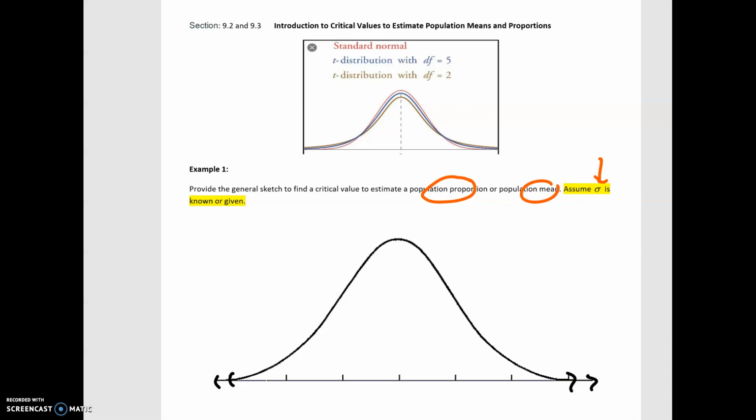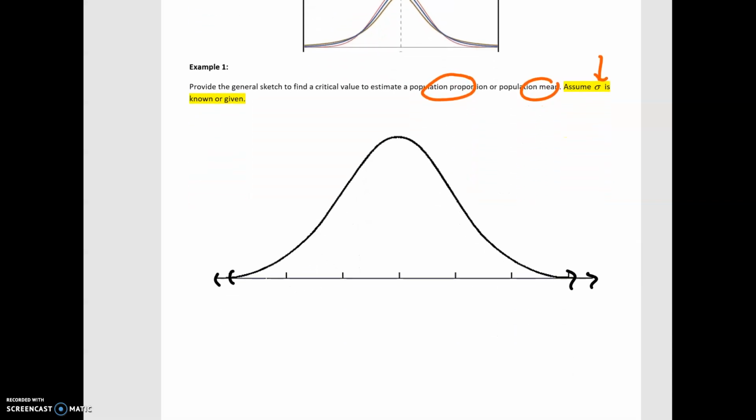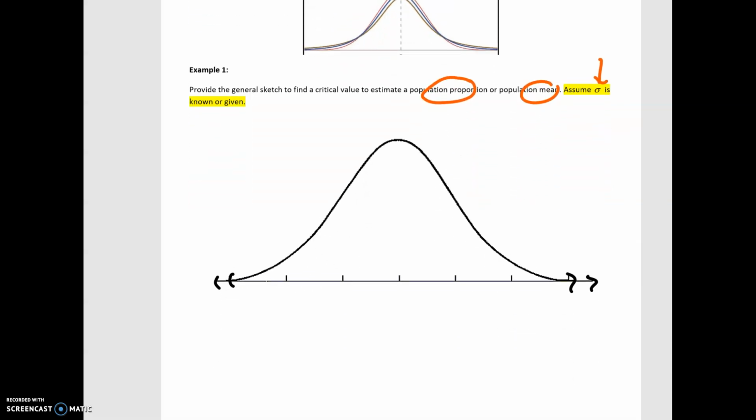As long as you're doing a proportion or a mean and sigma is given, all the values are going to be from the standard normal distribution. The standard normal distribution is going to be broken down as follows. In any case, both of these are going to be bell-shaped curves, but some would be from the t-distribution if we don't have sigma. If we have sigma, they'll be from the standard normal. Now, what they want here is the general sketch. So let me go to the general sketch. And this is going to be the general sketch.